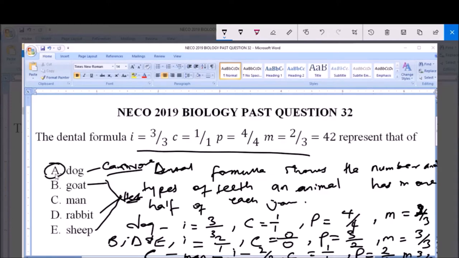Option A, dog. Like you can see, dog has 3 incisor on one half of the upper jaw, and likewise on one half of the lower jaw, 1 canine on the one half of the upper jaw, and the same with the one half of the lower jaw, 4 premolar on one half of the upper jaw, and likewise one half of the lower jaw, and then 2 molar in one half of the upper jaw, and 3 molar in one half of the lower jaw. So therefore, the answer to this question is actually what? Dog. Dog is the animal with this dental formula, that is carnivores with this dental formula.